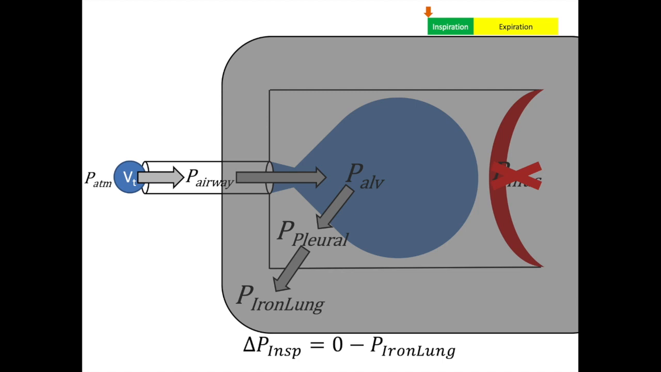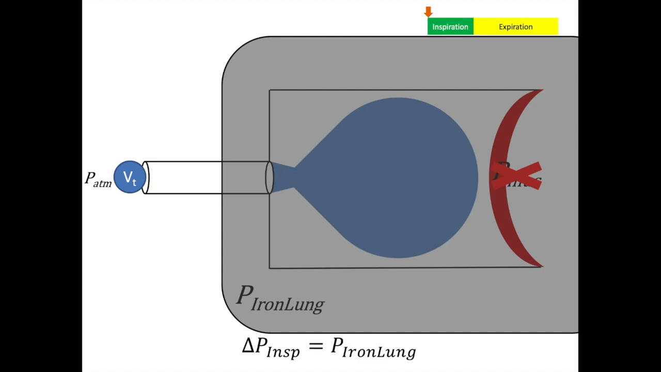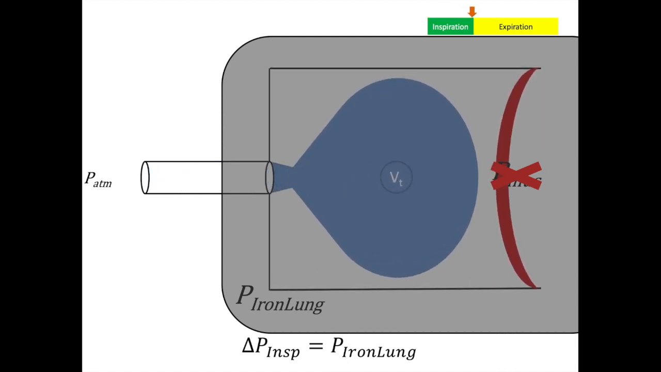If you simplify all of this by getting rid of all these intermediate pressures and just recognize the two pressures that are establishing this gradient, that is the atmospheric pressure and the iron lung pressure, you get essentially the same thing you had with the diaphragm, and that the pressure gradient favoring inspiration is created by the magnitude of the iron lung negative pressure. And that pressure gradient would drive a volume of air into the patient's lungs during inspiration.